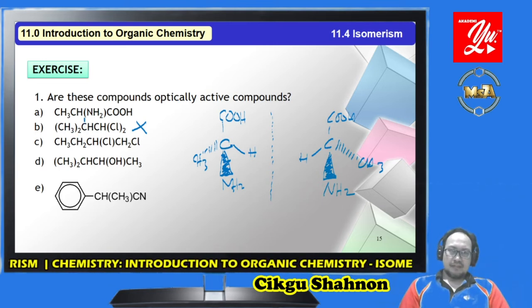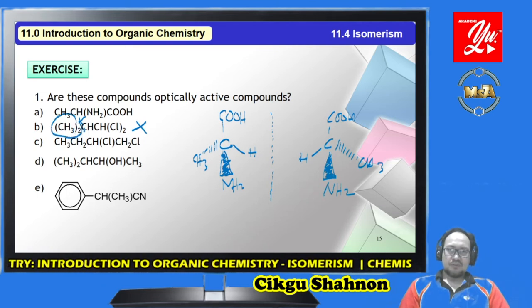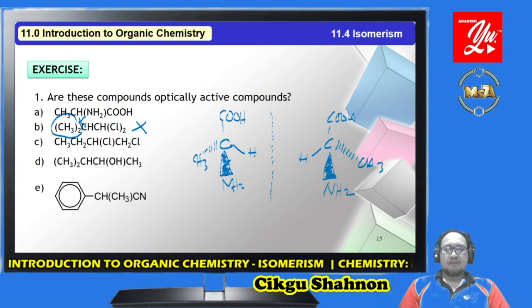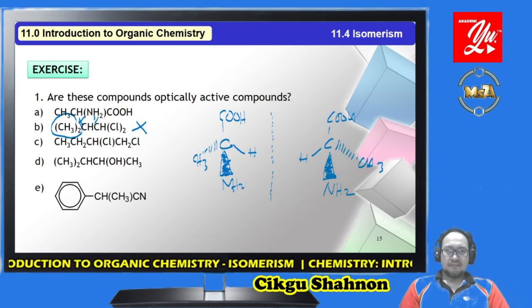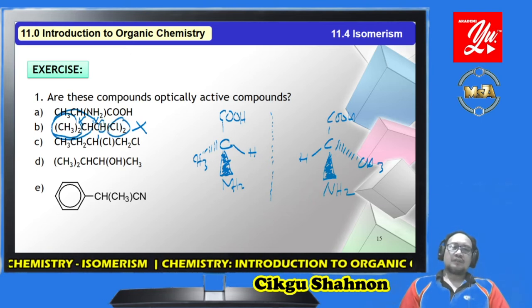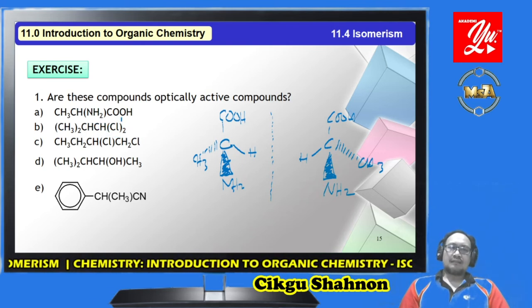Because look at this C here. This C is attached to 2 CH3. So this is not a chirality center. Look at this carbon. This carbon is attached to one H and 2 Cl. So this is also not an optically active compound because there is no chirality carbon.